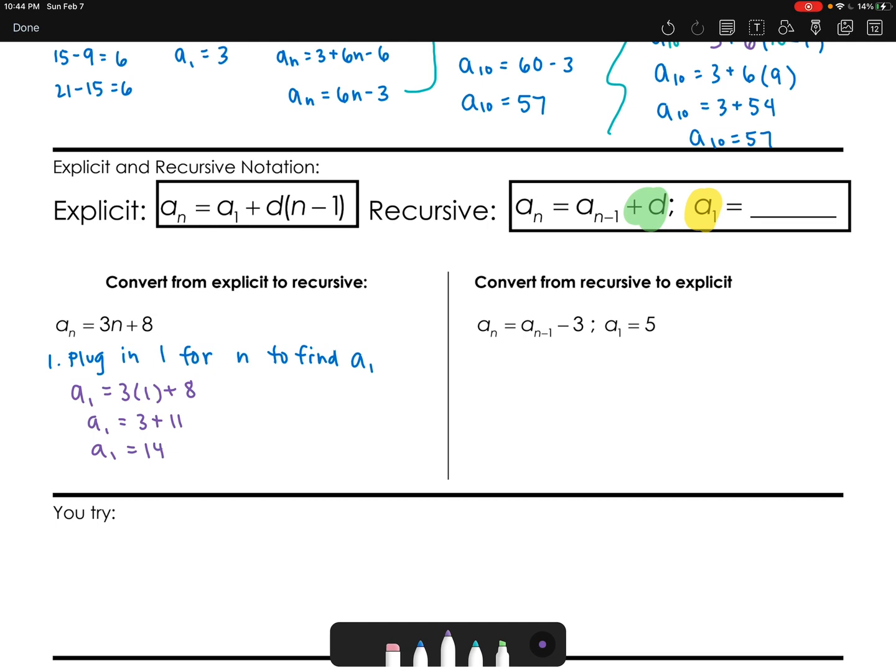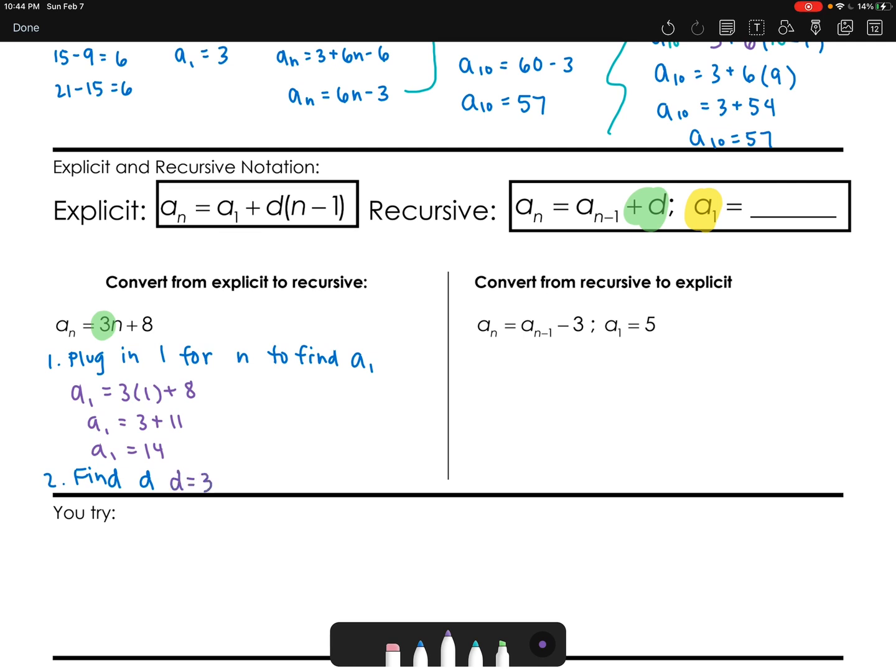Okay, and then we need to find d. So step 2 is to find d. And remember, we talked about this earlier in the notes, that your d is right next to your n. So your d will also always be right there in your explicit form. And so then we have d is equal to 3.